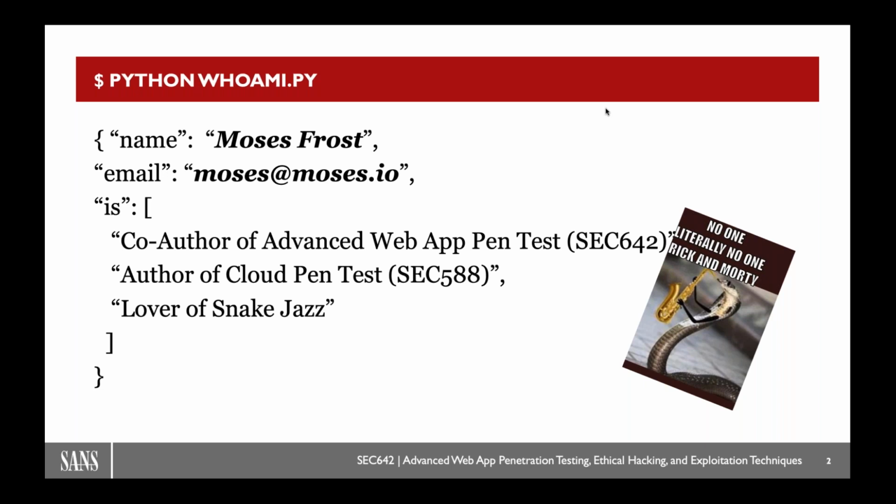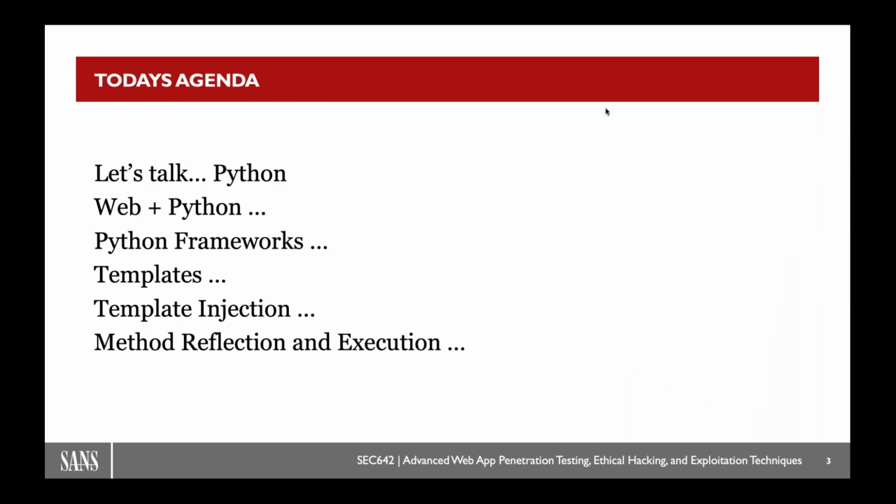So with that said, what is today's agenda? We're going to talk about Python in general. We're going to talk about the web and how Python is used on the web. Then we're going to talk about some Python frameworks. We're going to talk about templates and template injection. And then we're going to talk about something a little bit more advanced, something that many people may not have been exposed to, and that is the way that Python handles methods and method resolution order specifically. We'll talk about how we can use method resolution order to basically do object injection, and then from there get execution, right? So we'll show you how to find that and how that kind of works.